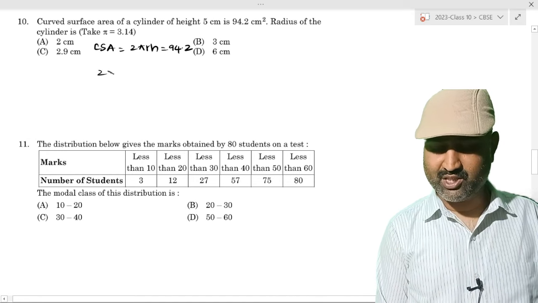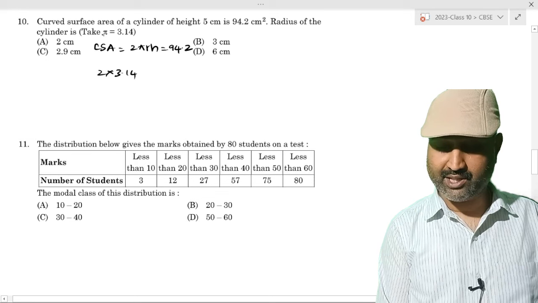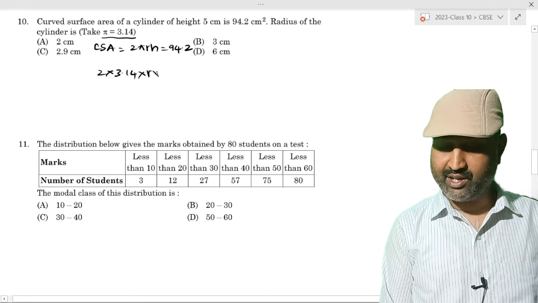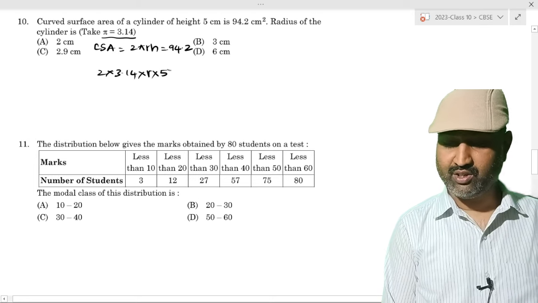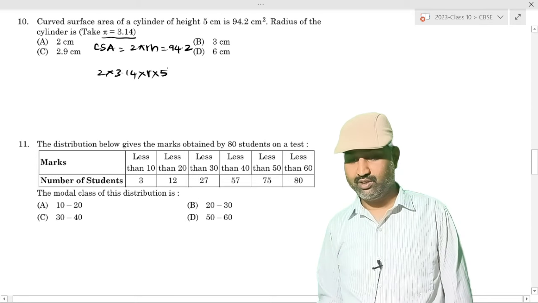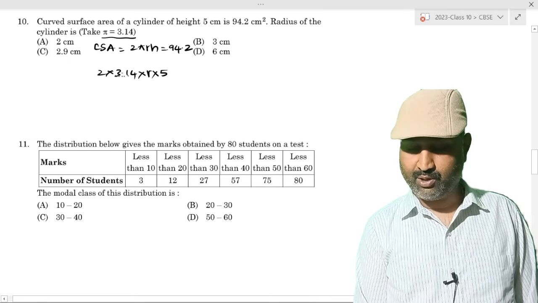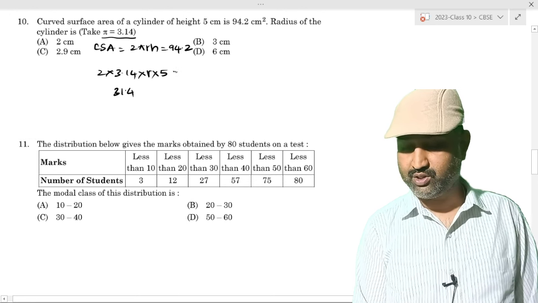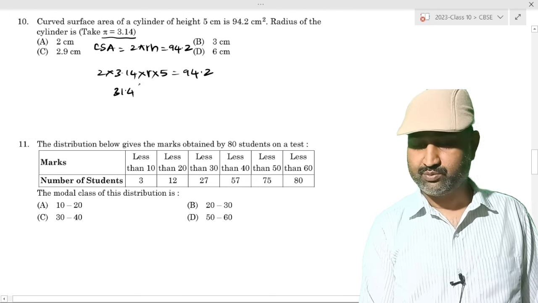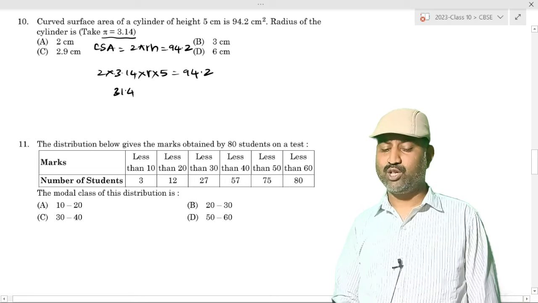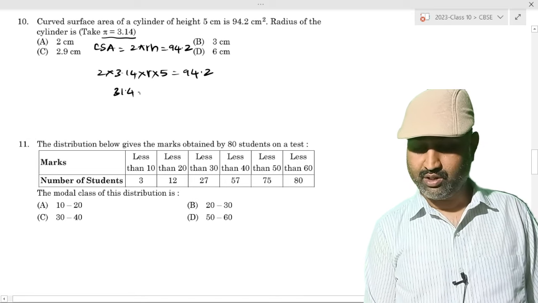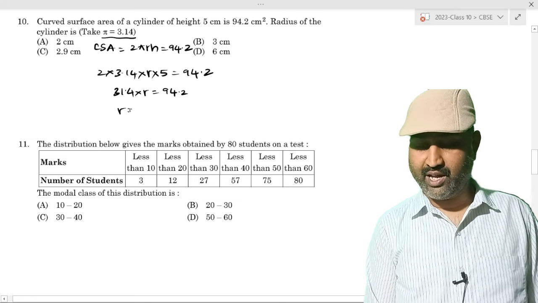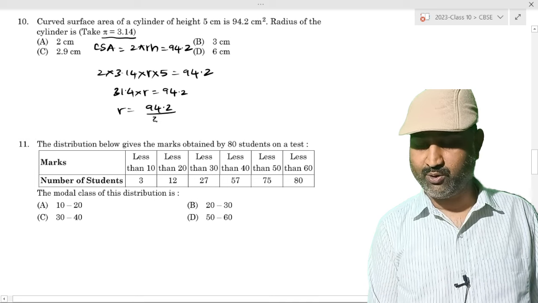I know pi is 3.14 here. It is given pi as 3.14. Remember it. And R we have to find. And H is 5. Now 5 2s are 10. 10 into 3.14 is 31.4 into R is equal to 94.2. Therefore, R is equal to 94.2 by 31.4.